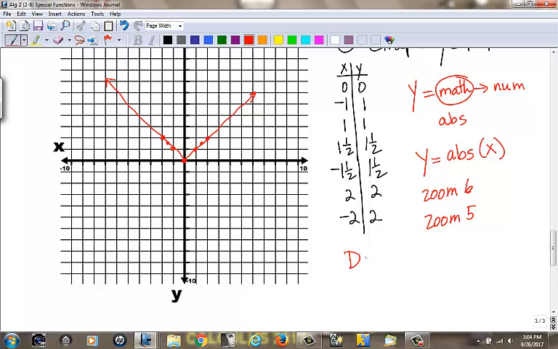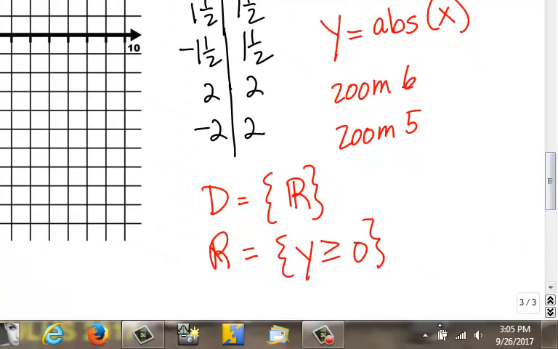The domain of this, the x values, we're not leaving out any x values, so the domain's all real numbers. And the range, the first y value is 0, and greater than that, so y is greater than or equal to 0 for the range. Okay? And then you probably need graph paper on the assignment, so do these by hand first before you just go to the calculator.